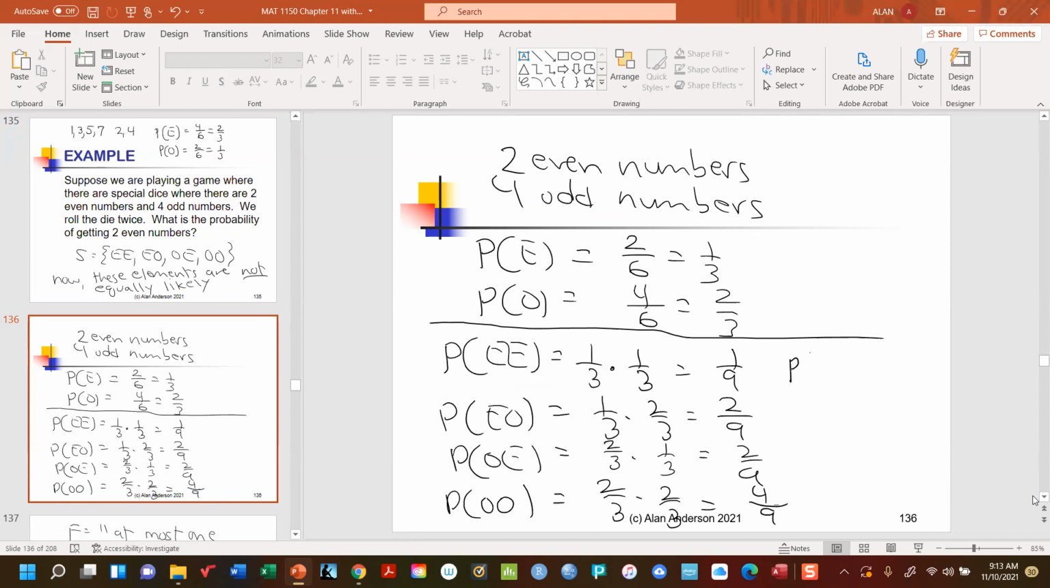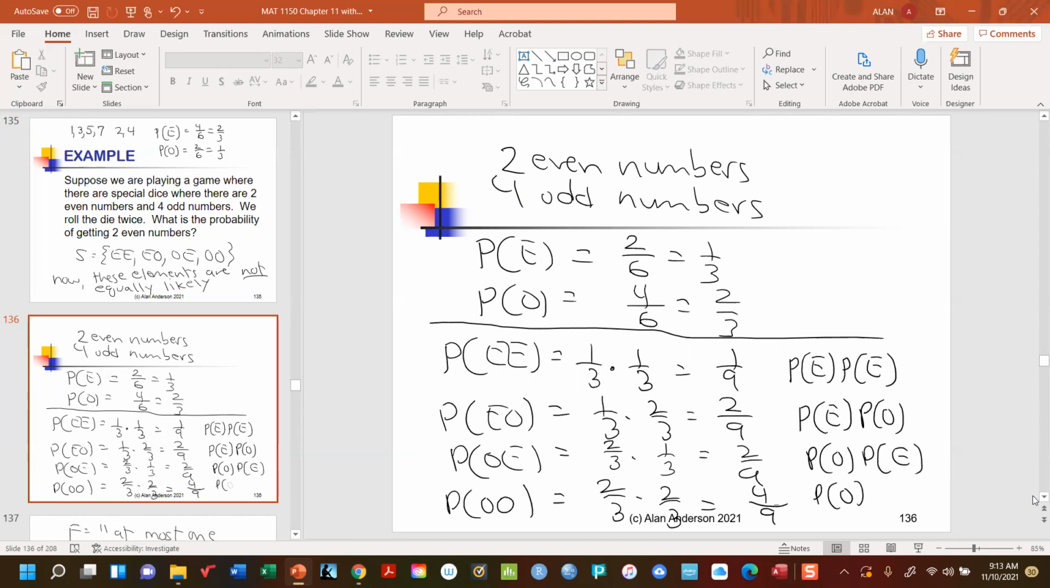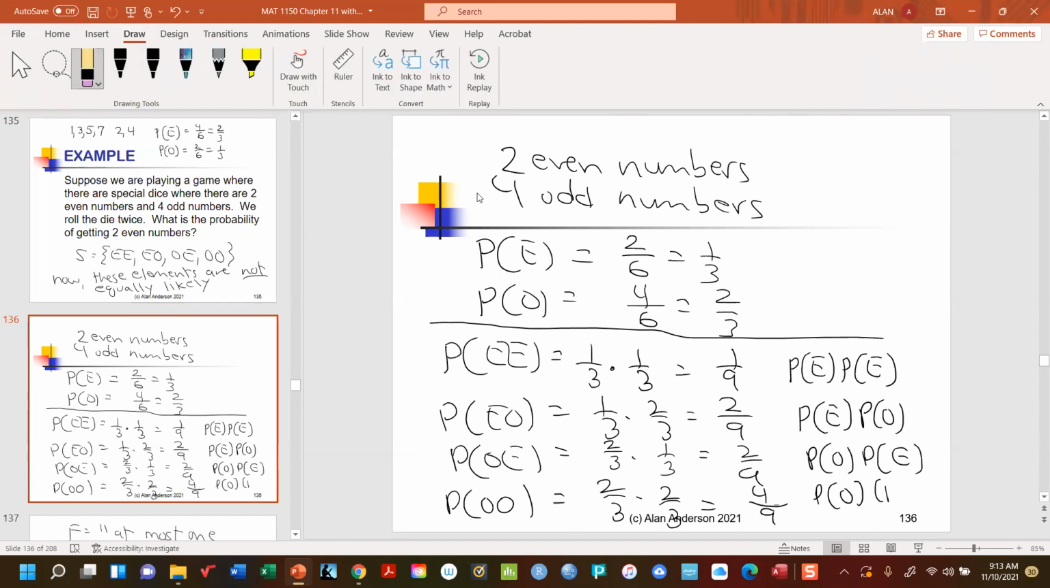You're just multiplying these together. Here you're doing this. Here you're doing this. And so you're literally just multiplying them together. And so now these 4 outcomes, EE, EO, OE, and OO, all of a sudden they're not all the same, are they? No, EE is 1/9, OO is 4/9. EO and OE are each 2/9. Aha.